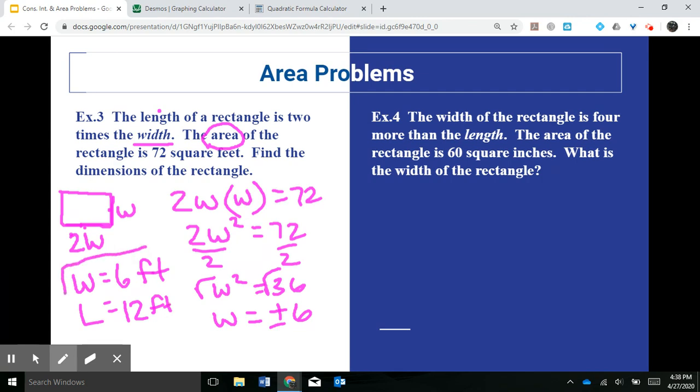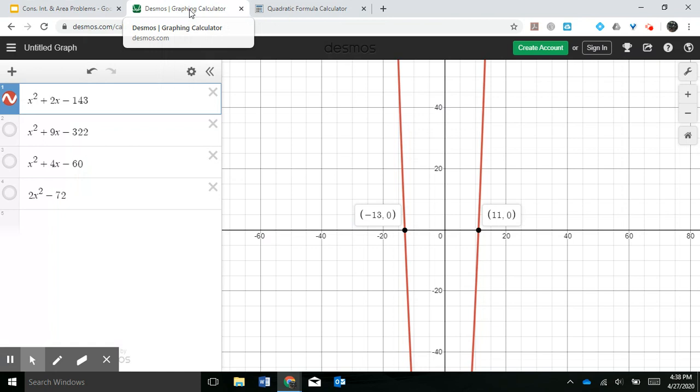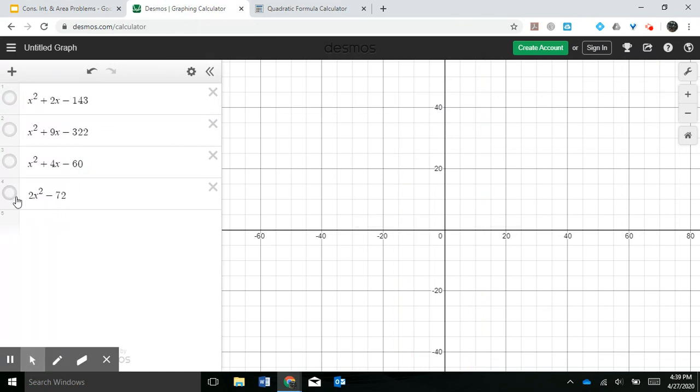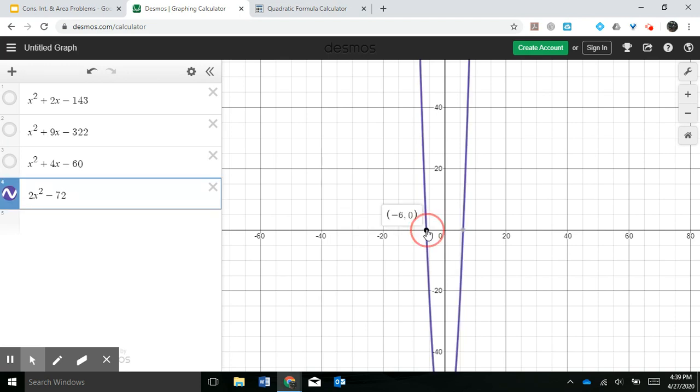So there's my answer. I do want to show you, if you didn't see this square root method coming, you could also do Desmos on this, right? So here's the equation for 2x squared minus 72. Again, you'd have to get it by itself, but there's the equation. When you graph it, there's the -6 and there's the +6. So whether you want to use Desmos or whether you want to put it in PolySolve, whatever you want to do, you'll get the right answer. Okay.